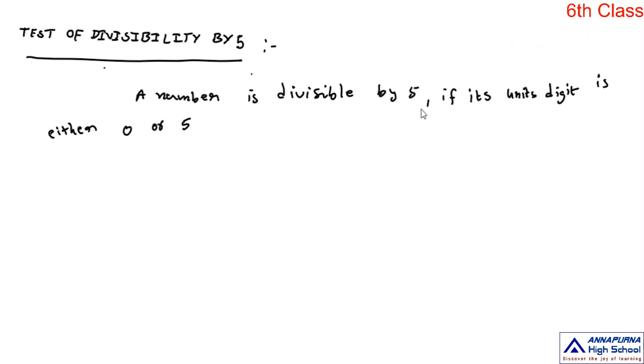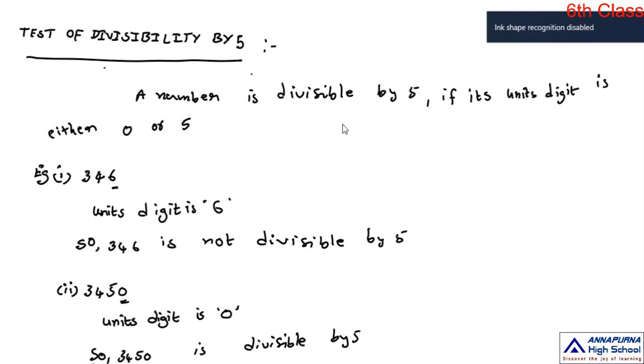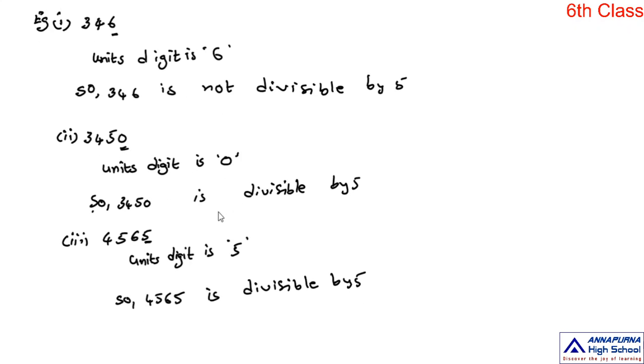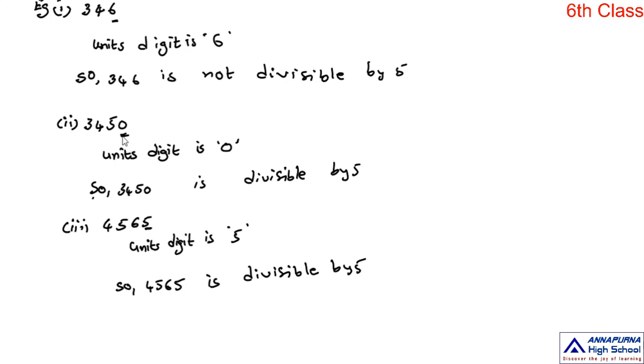A number is divisible by 5 if its units digit is either 0 or 5. Here are the examples one by one. The given number is 346. What is the units place? 6. That's why 346 is not divisible by 5. Why? Because the units place is 6. Here we check whether the units place is either 0 or 5, then that number is divisible by 5.